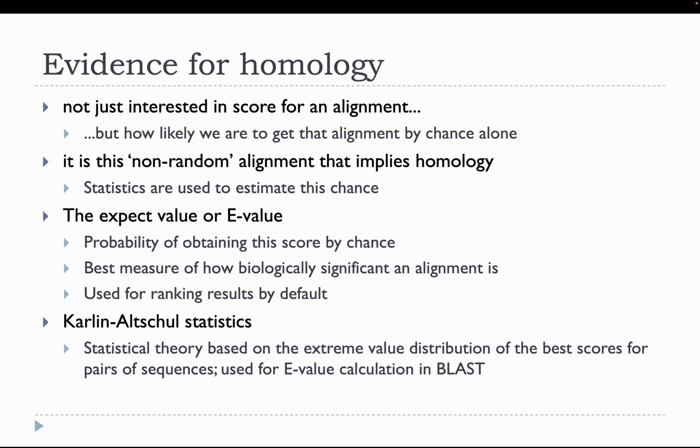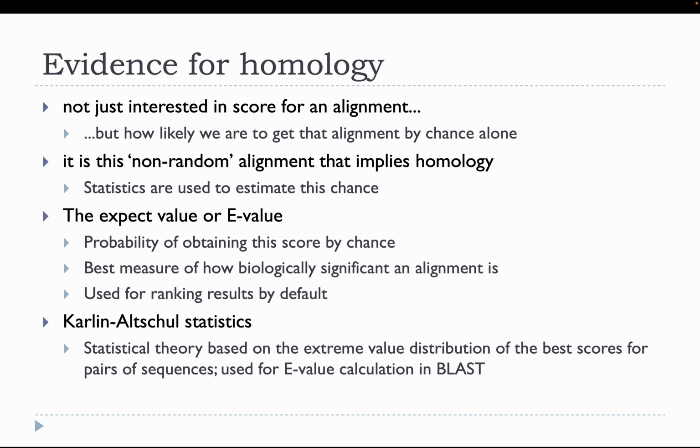It's not by chance. But now, in NR there will be tens of millions of sequences, and the chances of finding Darwin by chance alone in that data set doesn't mean much. And what we tend to use is something called the expect value, or the E value, which is the probability of obtaining this score by chance. And it's the best measure of how biologically significant an alignment is.